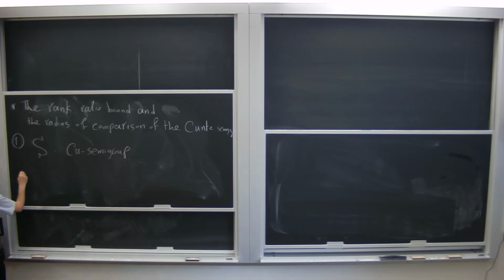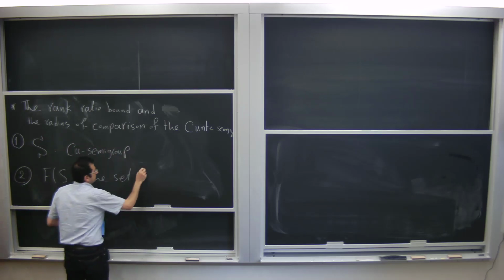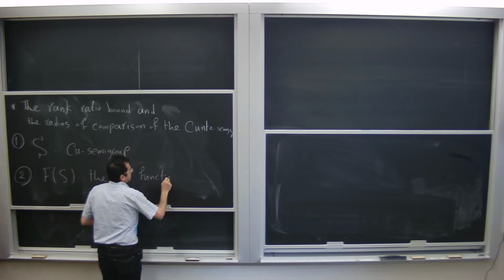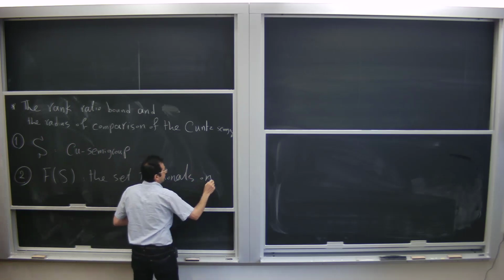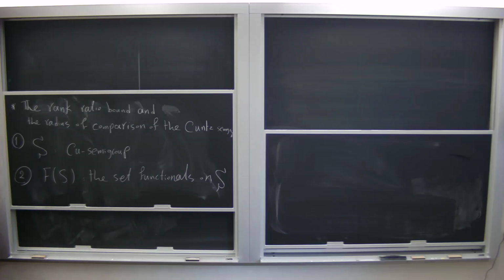The second one is I consider F of S, which is just the set of functionals on S. So functionals on S preserve zero and are order preserving. I will explain the CU semigroup later, but for this, functionals are order preserving, send 0 to 0, and also preserve suprema of increasing sequences and so on.